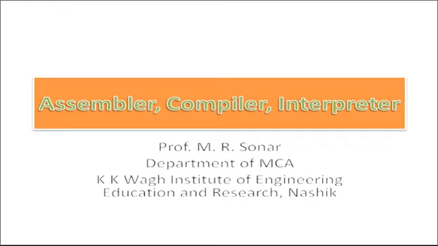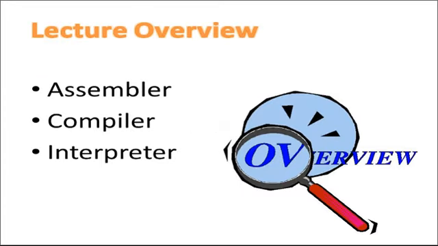We all know that a computer is a machine which understands machine language, which means the language of zeros and ones. As a user, we are writing programs in various languages. These programs are not understood by a computer. So, these programs should be converted into machine language first. For this, there are a number of software which are used, and these are nothing but assembler, compiler and interpreter.